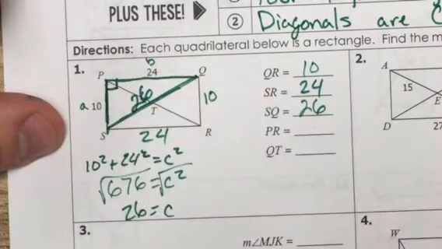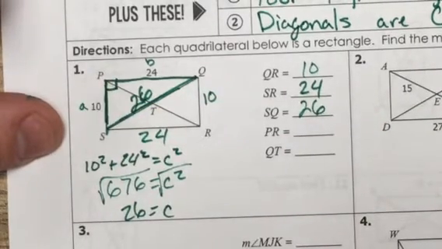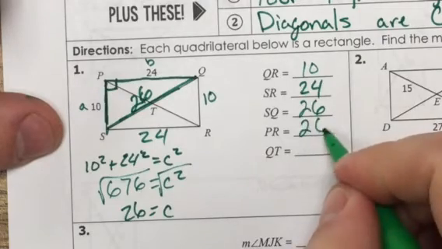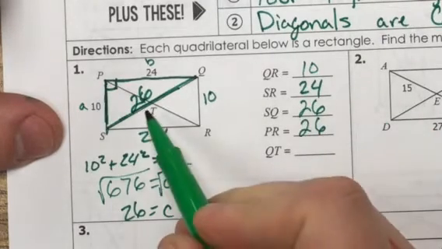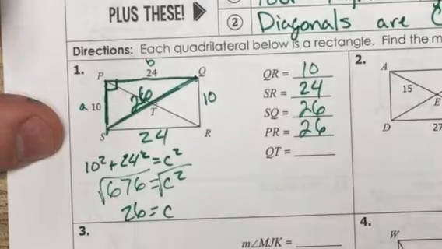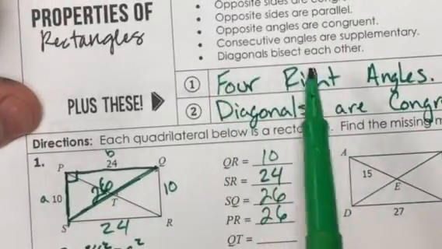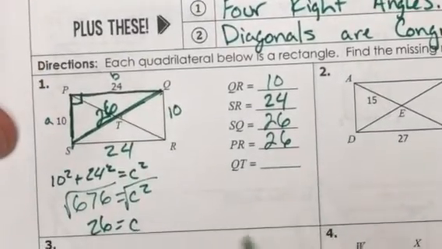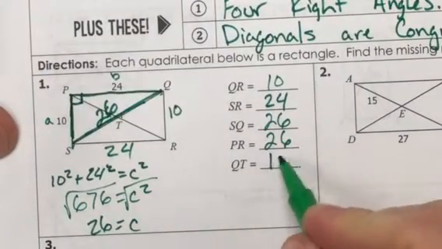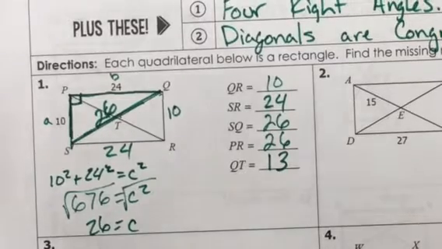PR is my other diagonal. My second new property tells me that diagonals are congruent, so PR would also be 26. And then QT would be half. Now, because it's a parallelogram, I can jump back up here to where it says diagonals bisect each other. That would apply here. So 26 divided by 2 would tell me that QT would be 13. My suggestion at this time would be for you to pause the video for just a minute and go ahead and try problem 2, and then come back and check how you did.